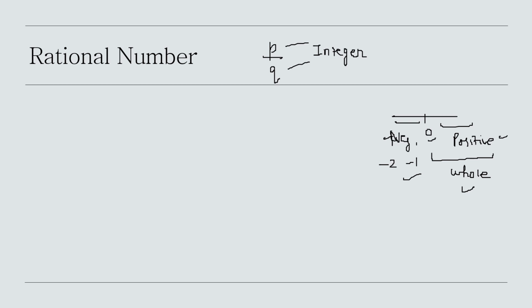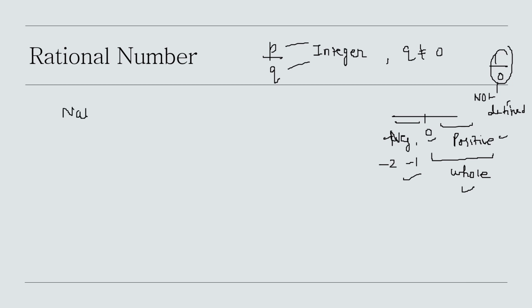So the condition for a rational number is that it has to be in the form of p by q, where both p and q have to be integers, and make sure the denominator is not 0. Because if you have the denominator as 0, it is not a defined form. Okay? It is not defined. So other than 0, it can be anything. Alright? Let's recap some of the numbers.